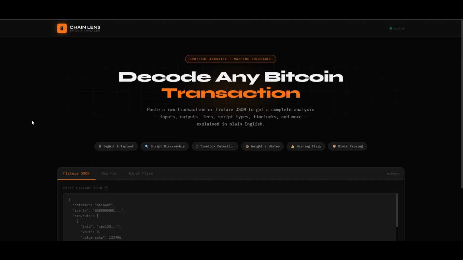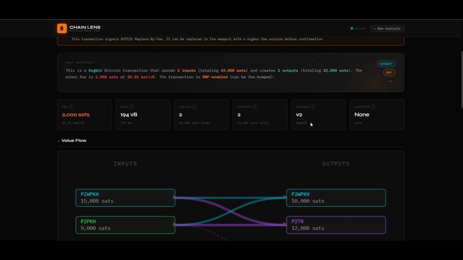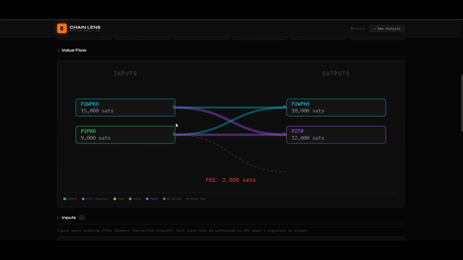Okay, so let's parse the transaction. Let me just paste the fixture data here, and now we analyze the transaction. So here we get the transaction data. Let me just go over this diagram. So here we are basically transferring some Bitcoin from our account to someone else's account.